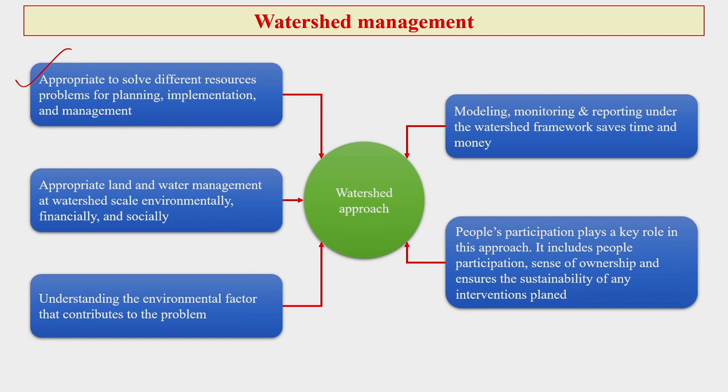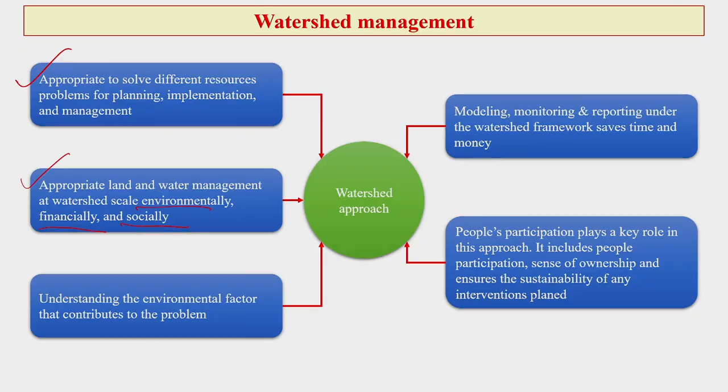appropriate manner. The watershed approach also assists or facilitates appropriate land and water management at the watershed scale, environmentally, financially and socially. If you may recall, at the very beginning of this course, we discussed five capitals: human capital, social capital, natural capital. So if you look at the watershed approach, it again links to those capitals that we talk about. It looks at natural capital, social capital, human capital, meaning the human resources, the skilled labor and the community. So all these basic concepts, you will find that the watershed approach is one way that applies those things for better natural resource management.